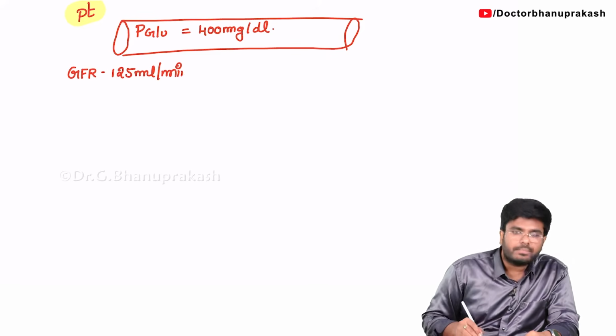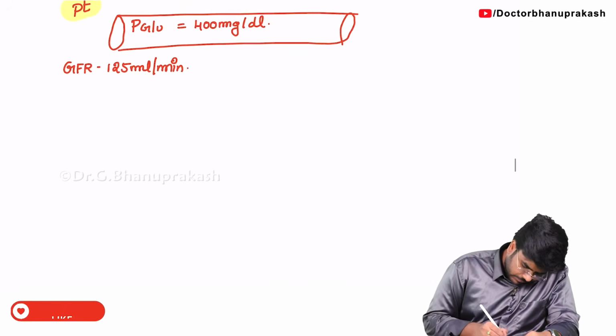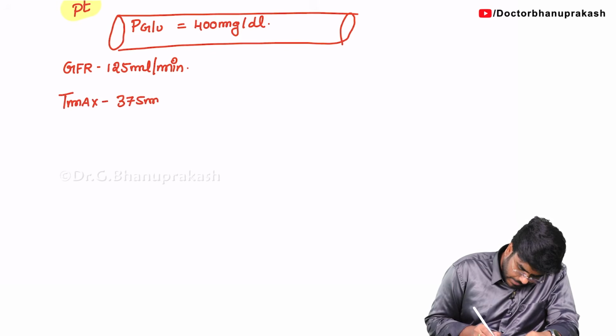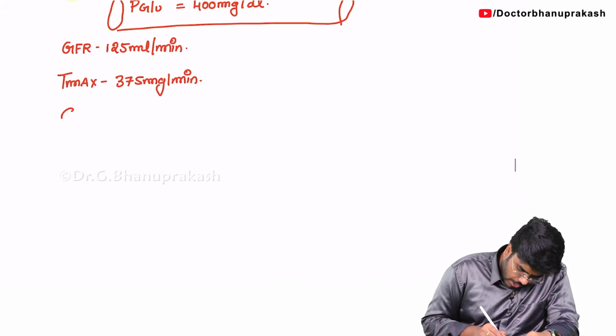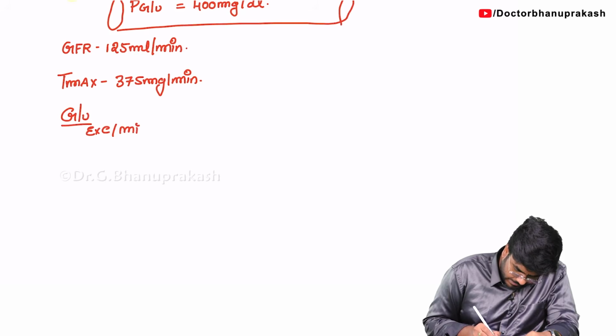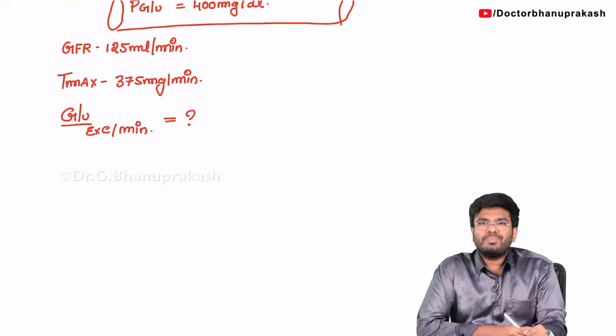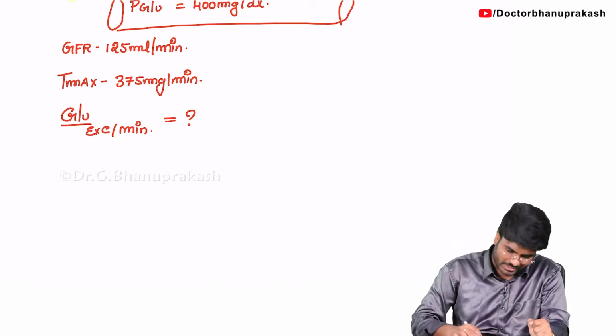Okay, like normal GFR. Now, his transport maximum value is 375 milligrams per minute. Normal transport maximum I am giving. Now, I am asking you how much glucose is excreted in the urine per minute. How much glucose is getting excreted? Now, you have to calculate and tell me. Think how to solve such questions.